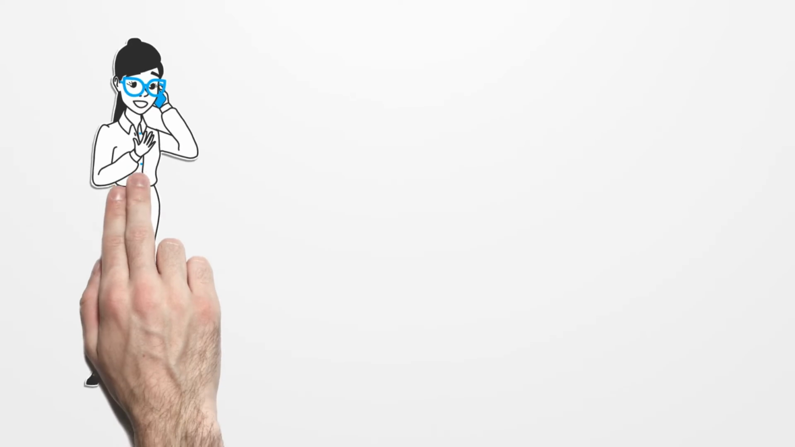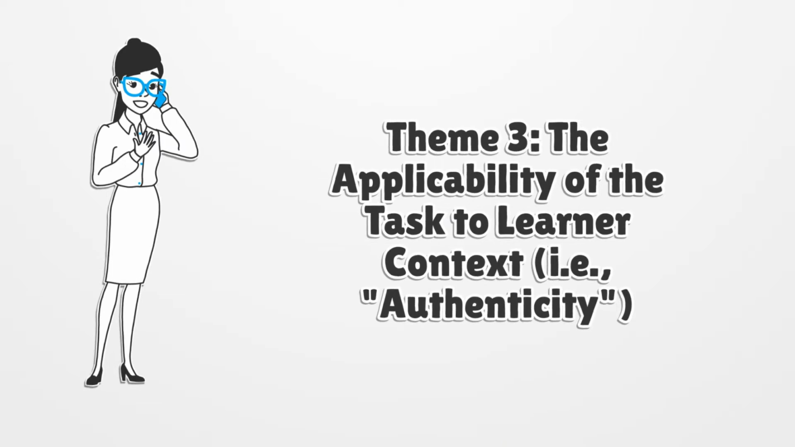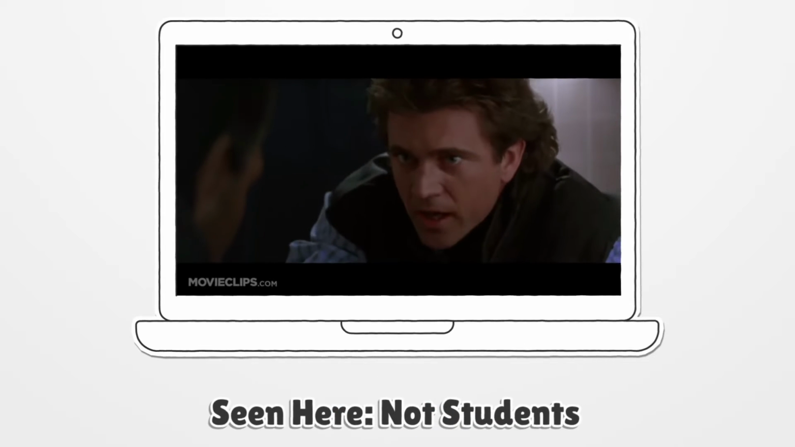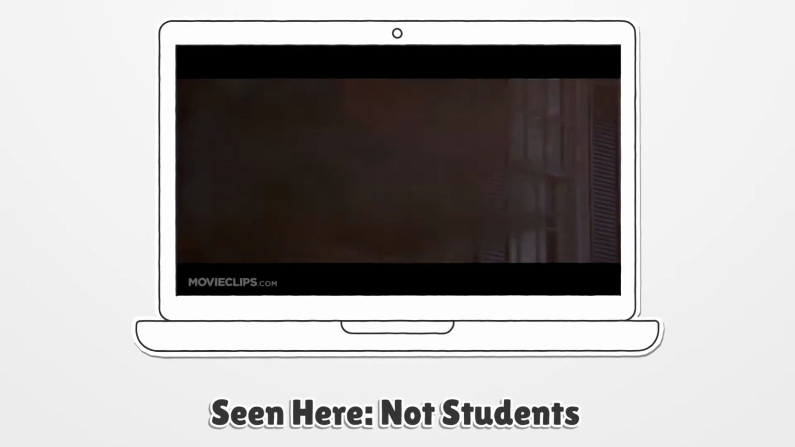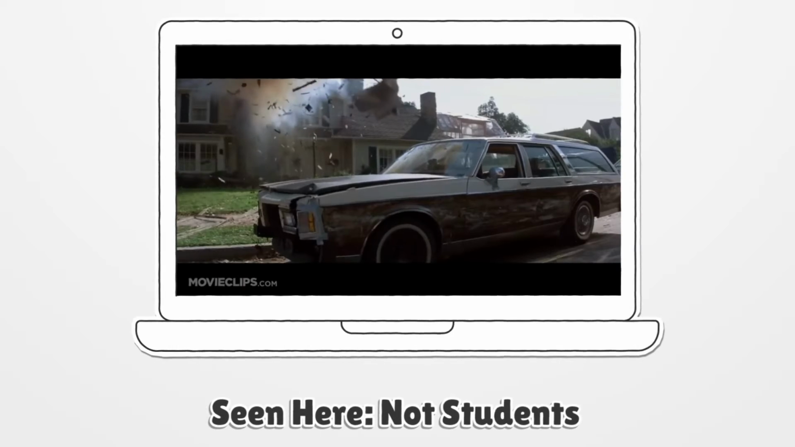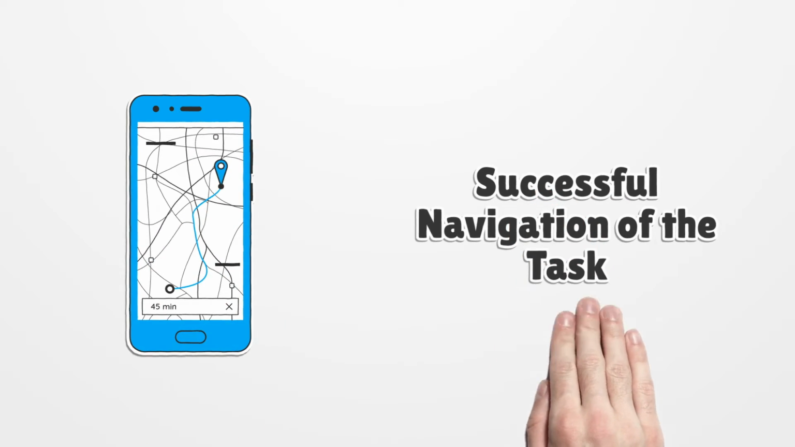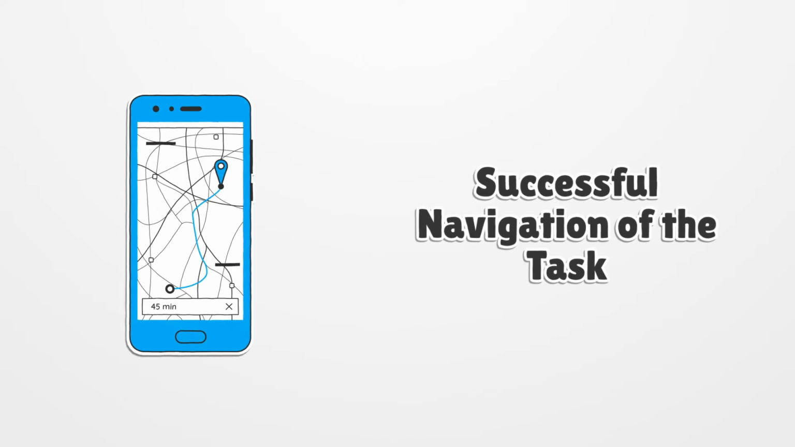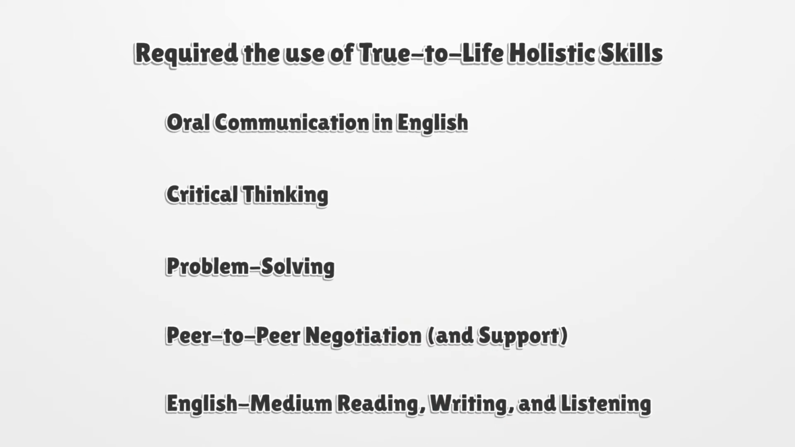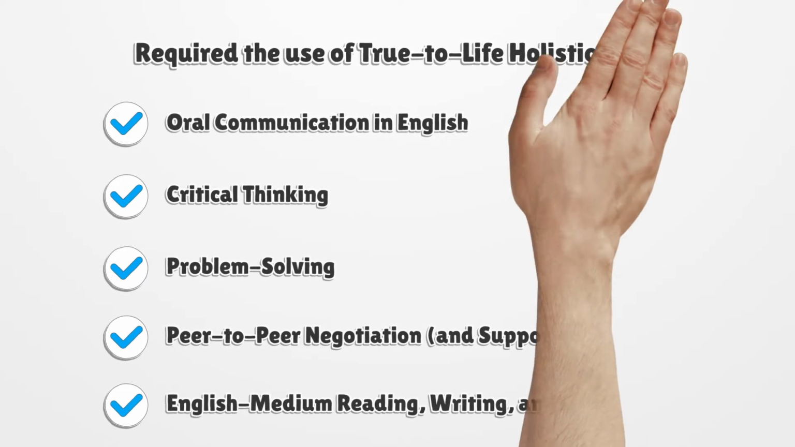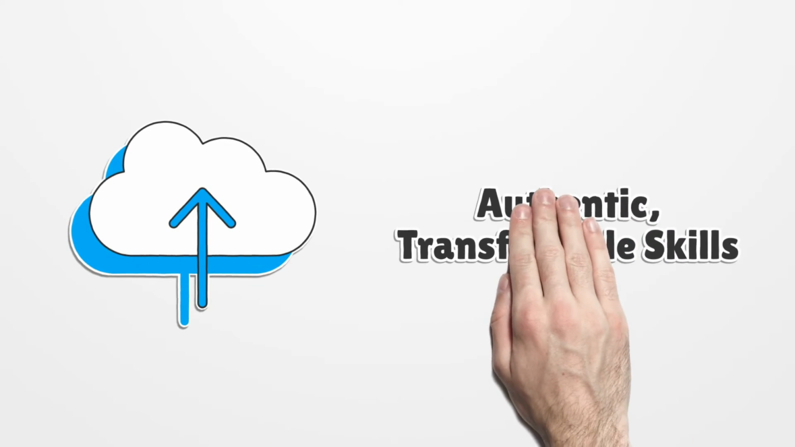Finally, Theme 3, the applicability of the task to learner context. In other words, authenticity. Now, it should be noted that the likelihood of any of our learners participating in legitimate bomb disposal is remote. However, when we talk about authenticity, we refer to the successful navigation of the task necessitating the use of true-to-life skills, including not only oral communication in English, but critical thinking, problem-solving, peer-to-peer negotiation, and English medium reading, writing, and listening. In essence, holistic skills that may be transferred to other learning domains.